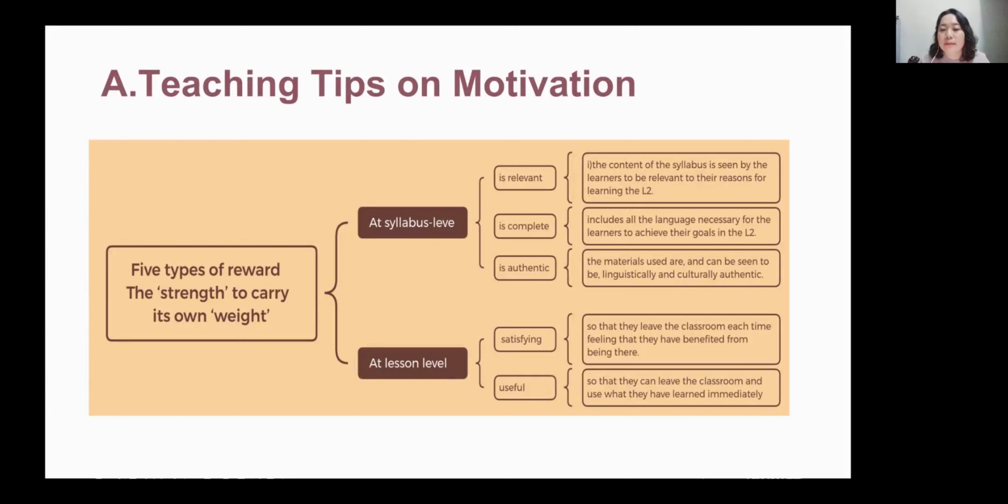At the lesson level, satisfying and useful. First one, satisfying, so that they leave the classroom each time feeling that they have benefited from being there. Useful, so that they can leave the classroom and use what they have learned immediately. It's very good.